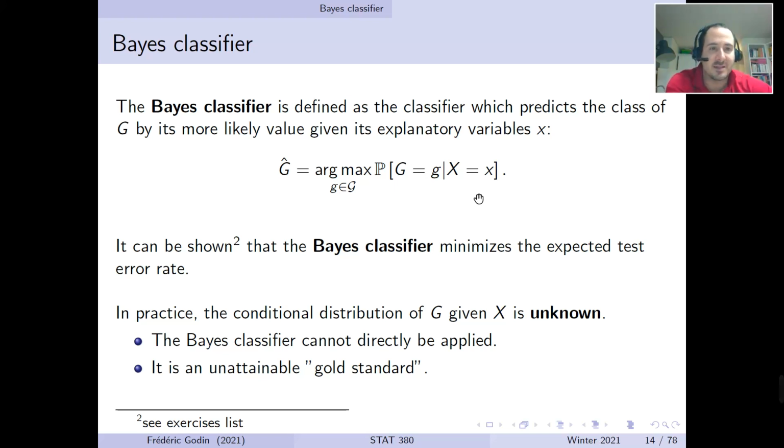So the true Bayes classifier is an unattainable gold standard, which would be an ideal case, but in practice, since these probabilities are unknown, the Bayes classifier cannot directly be obtained. So instead, we need to resort to estimates of such probabilities. So we would estimate the Bayes classifier.